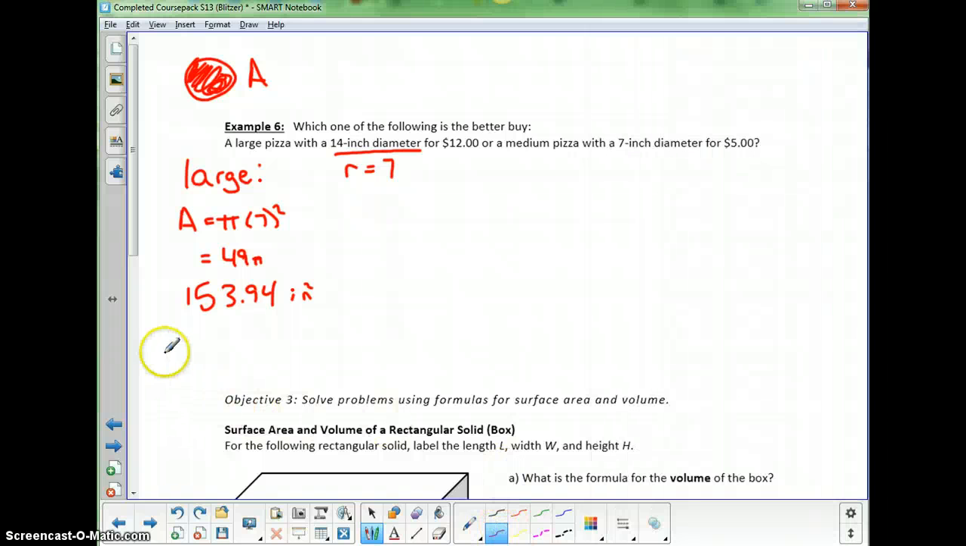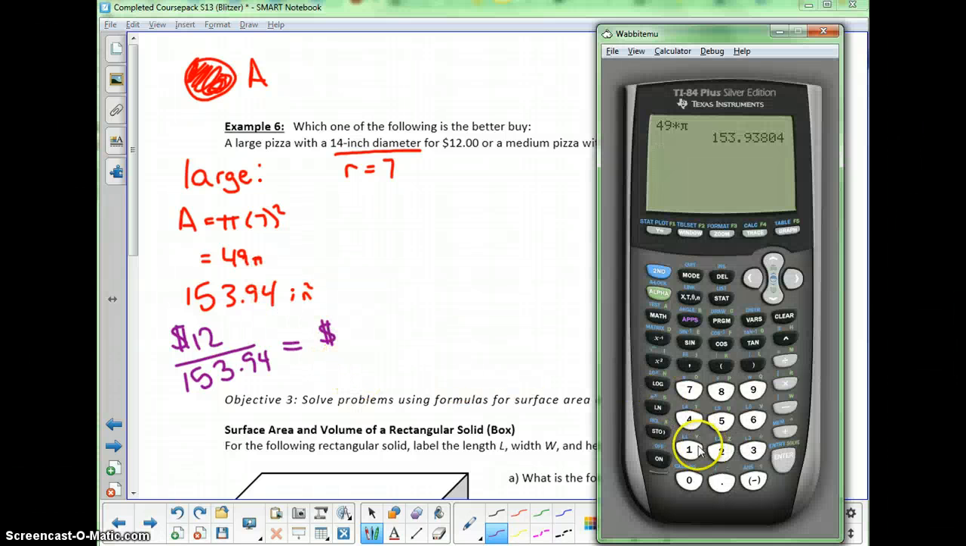So let's compute the value of this pizza now. It was $12 per 153.94 square inches. So we're going to divide those two values to get the amount per square inch. So let's take 12 divided by that value.